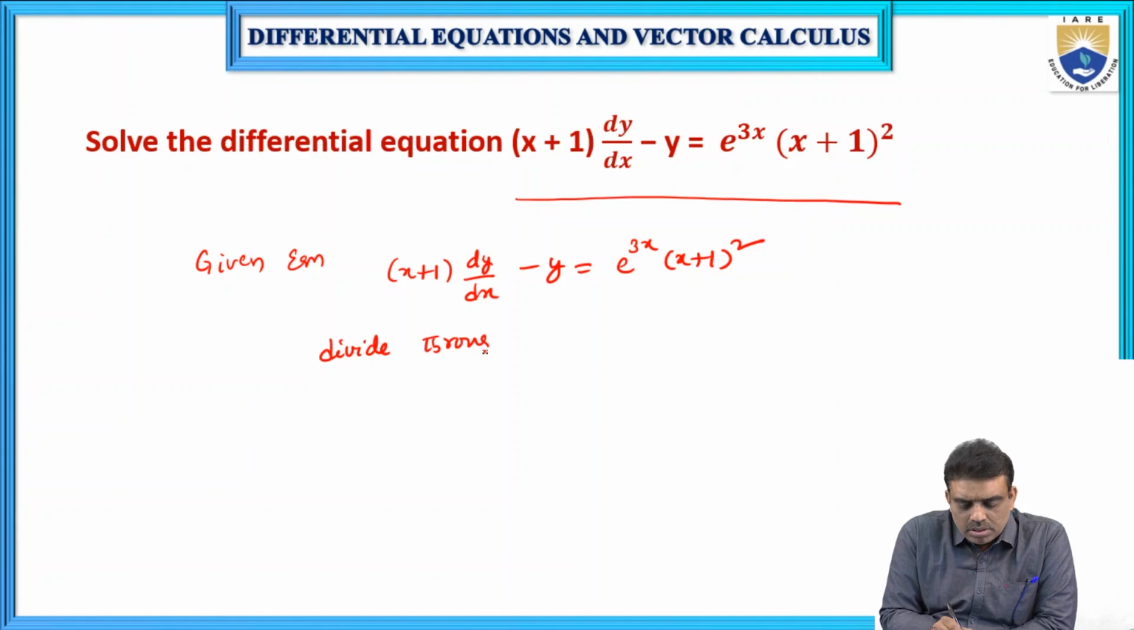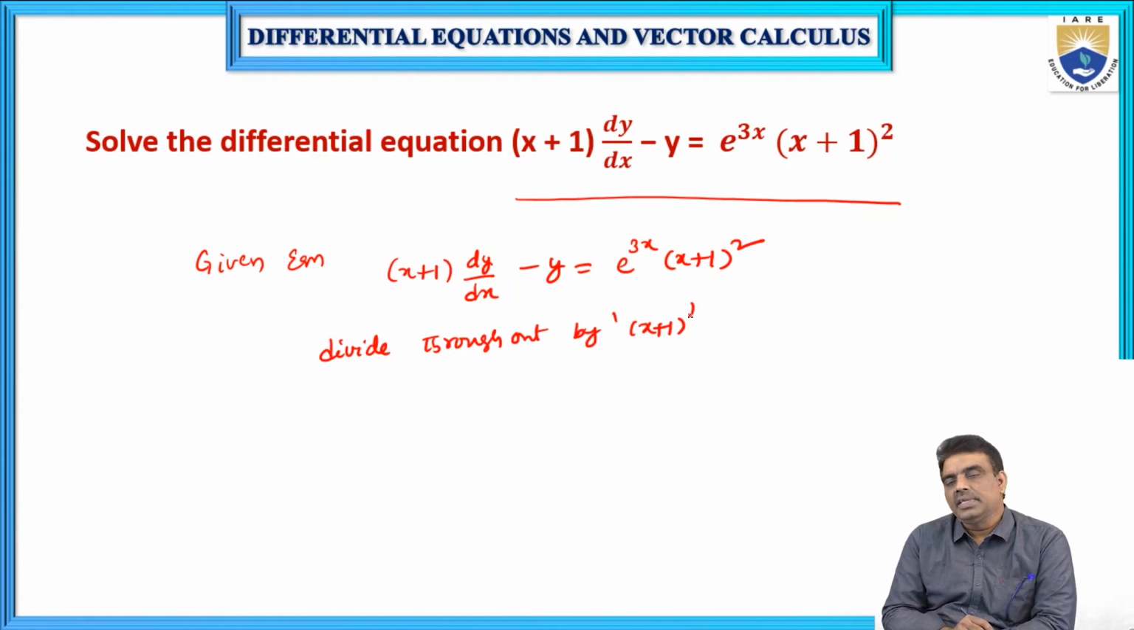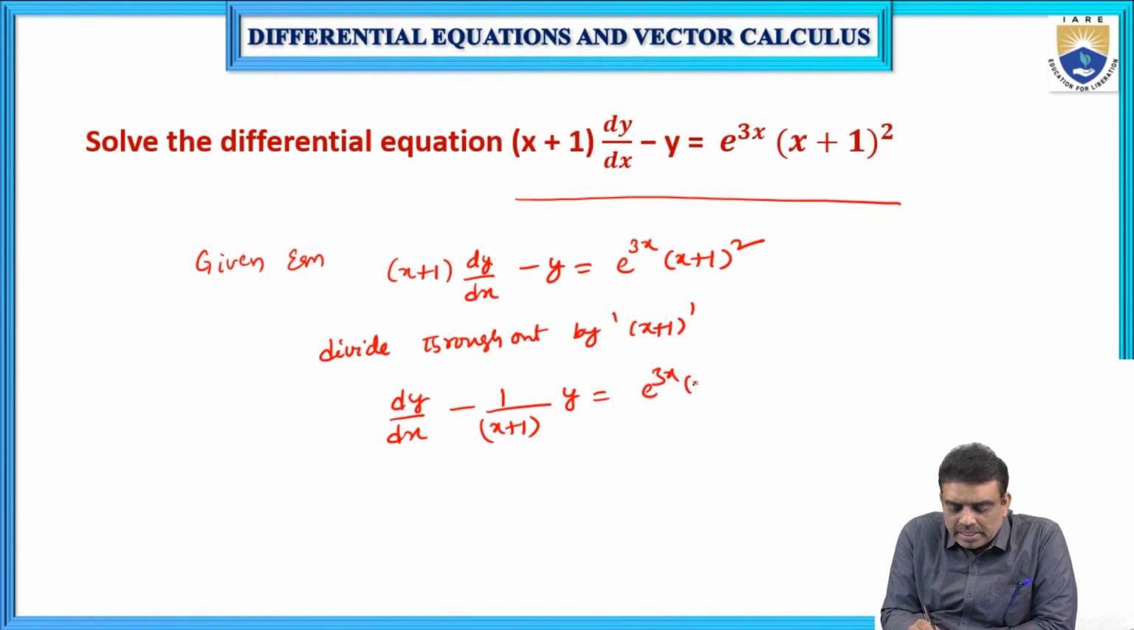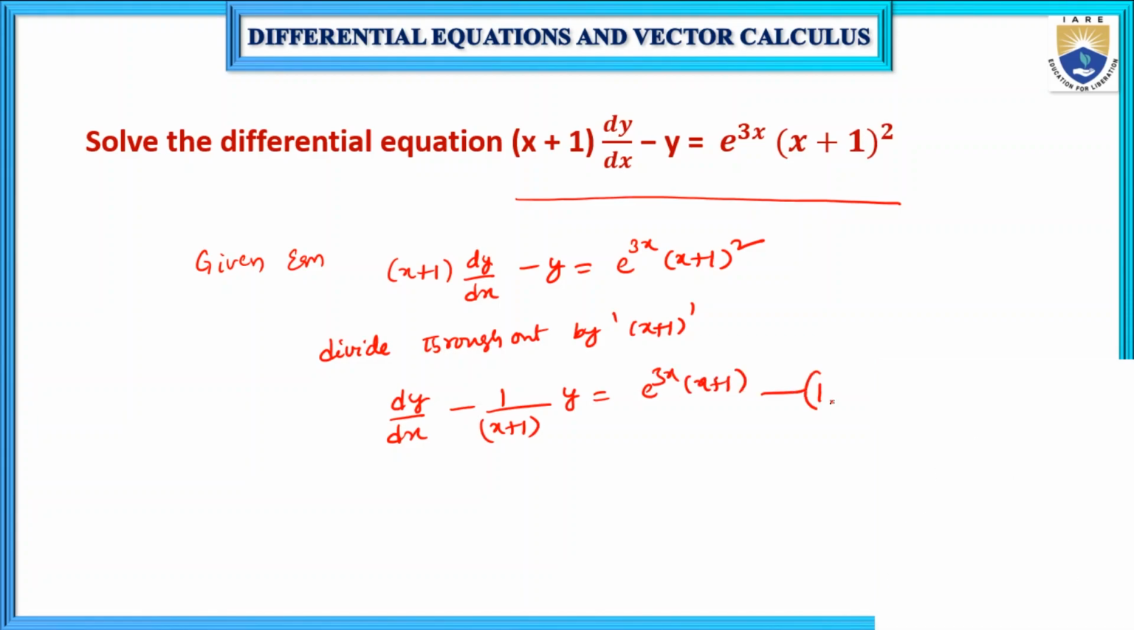Divide throughout by x plus 1. Then what is the equation? dy by dx minus 1 by (x plus 1) into y is equal to e power 3x into (x plus 1). This is called equation number 1.